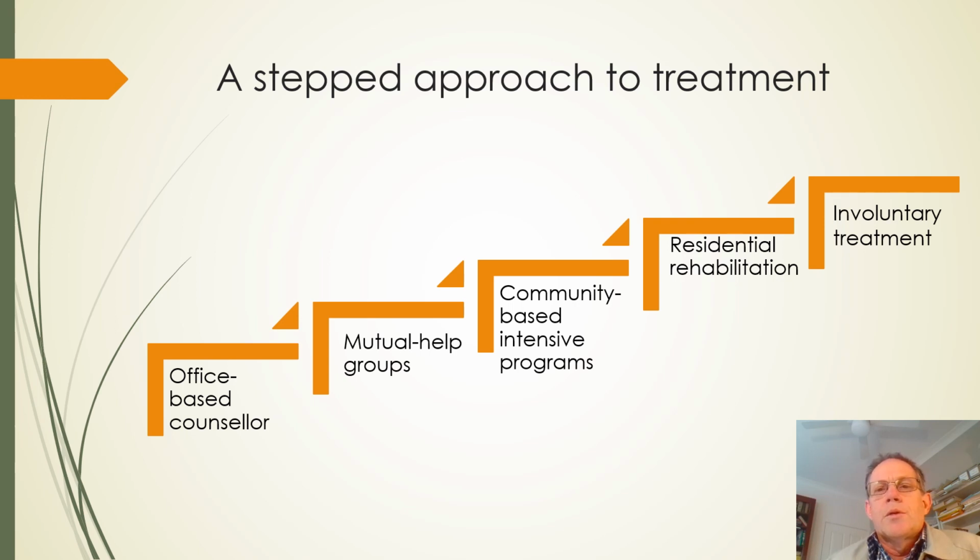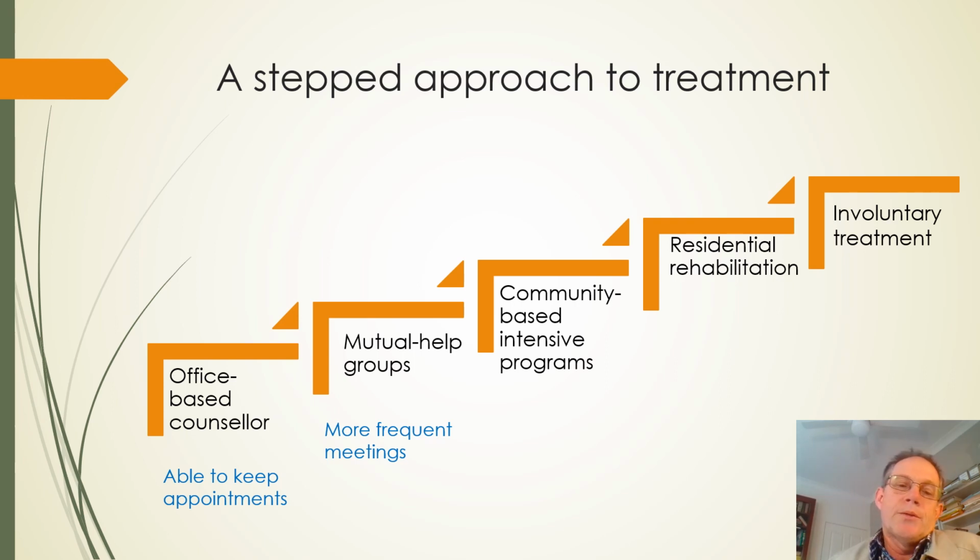So the least intensive setting might be an office-based counsellor, and this would be for somebody who will be able to keep an appointment. The next setting is for someone who may not be able to keep an appointment, but would be better just to turn up at a regular group meeting. This would be something like AA or SMART or NA. Mutual help group meetings are also good for family and friends.